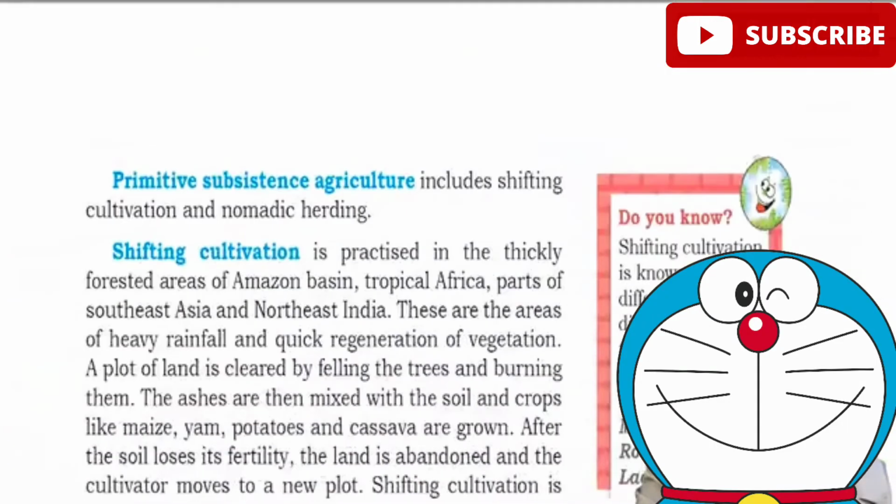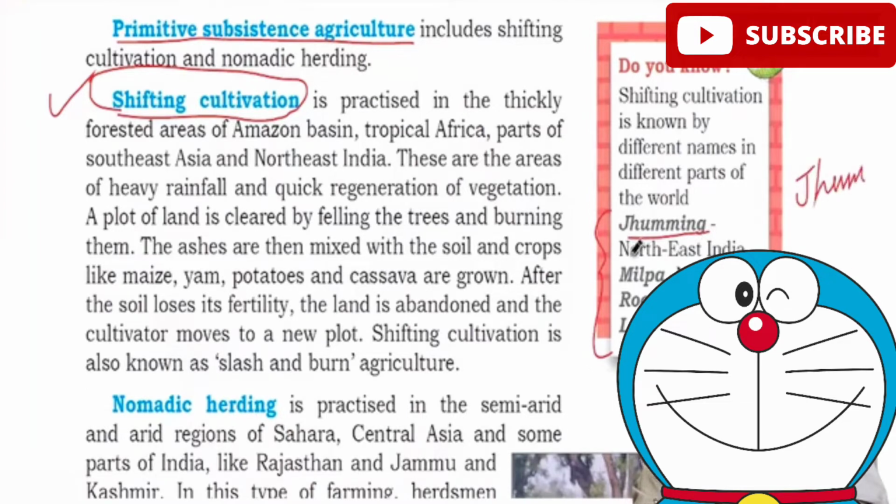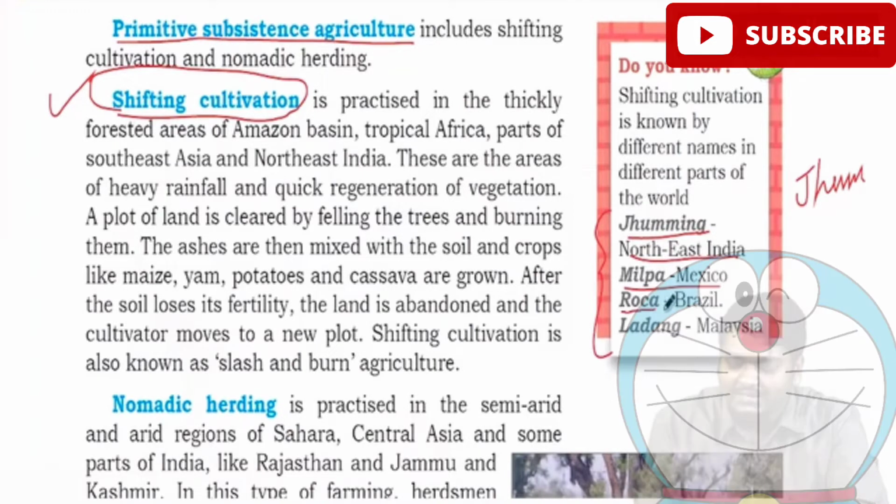And then we also come across something called primitive subsistence farming. Here I already told about shifting cultivation or slash and burn cultivation in the 7th standard NCERT book, where I was talking about cutting the trees, burning them and then growing there. Once the fertility is lost, you again move to a new area. This is called shifting cultivation, and the different names given are: it is called jum or jhumming, jhum cultivation in northeast India. In Mexico it is called milpa. In Brazil it is called roca. And in Malaysia it is called ladang.